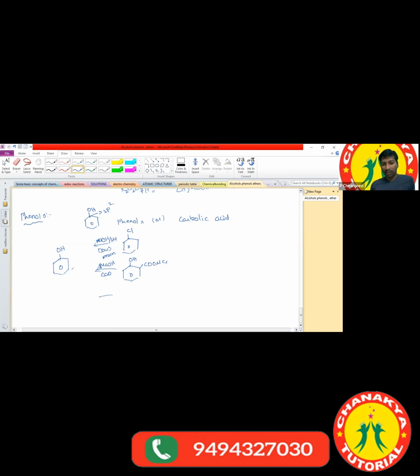Okay, next one. What is the next method? Another method is from benzene diazonium chloride. When the benzene diazonium chloride is warmed with water, it forms phenol.